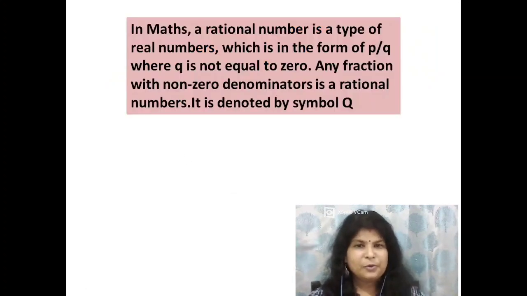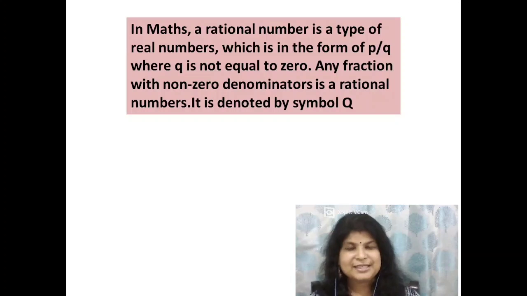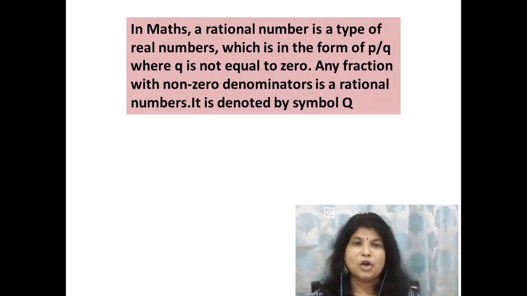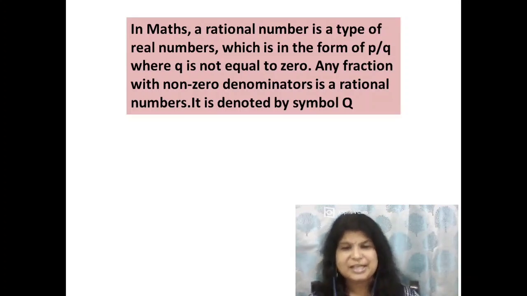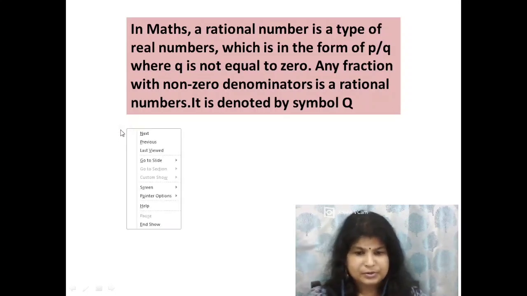Now what do you mean by the number which is required for today's topic, that is rational number? In maths, a rational number is a type of real number which is in the form of P by Q. It should be expressed in the form of P by Q, where Q is not equal to 0. So, any fraction with non-zero denominator is a rational number and it is denoted by symbol Q. So, let us understand the definition. So, your rational number. Let me activate the pen for you.